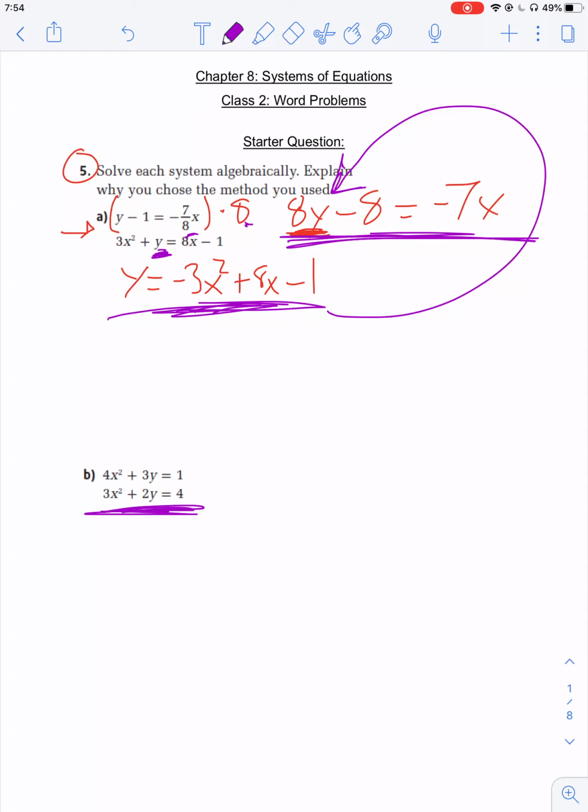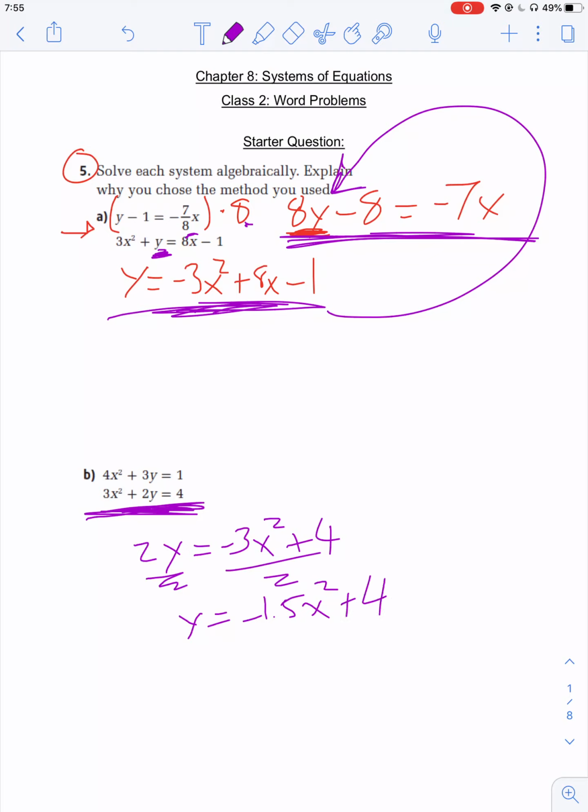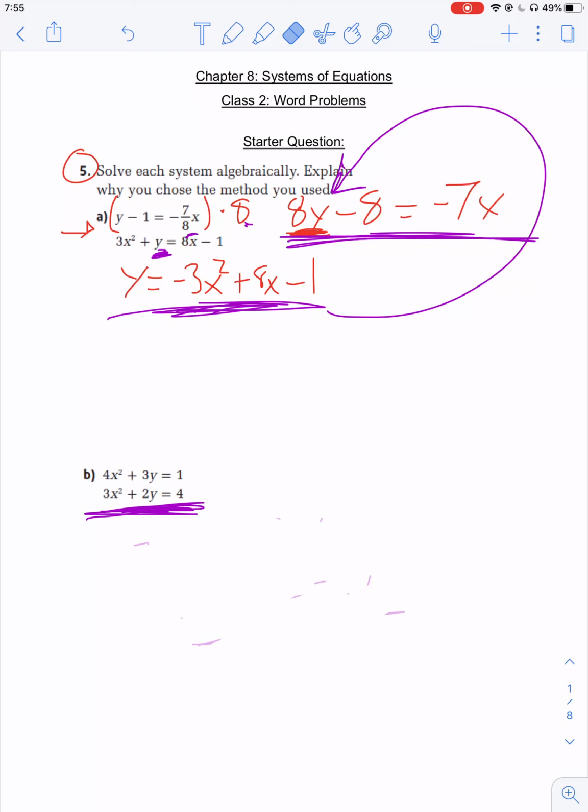So if I solve for y in this equation, I'm gonna get 2y equals minus 3x squared plus 4, and then I will be forced to divide by 2. So y will equal minus 1.5x squared plus 4. And then I can substitute this y value into my first equation. So that's one way of doing it, but you cannot really avoid decimals. So in this situation, the best technique actually is the technique of elimination. This is where elimination will come in handy.